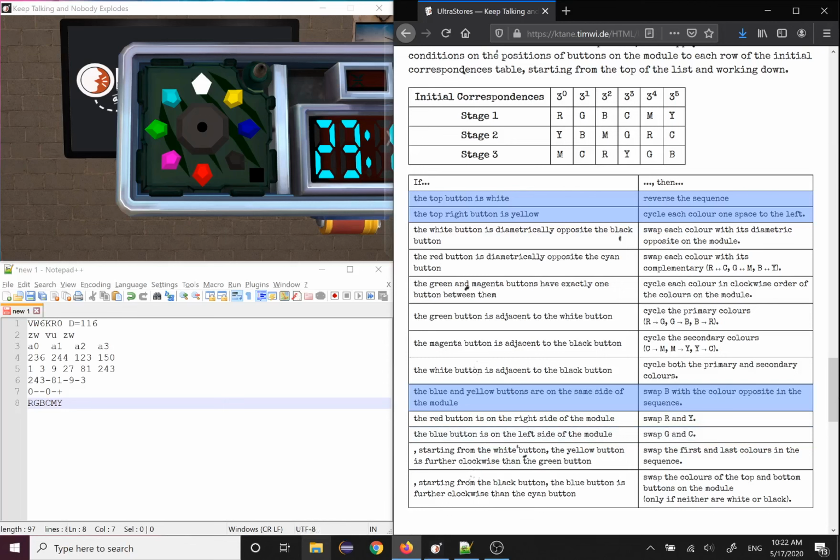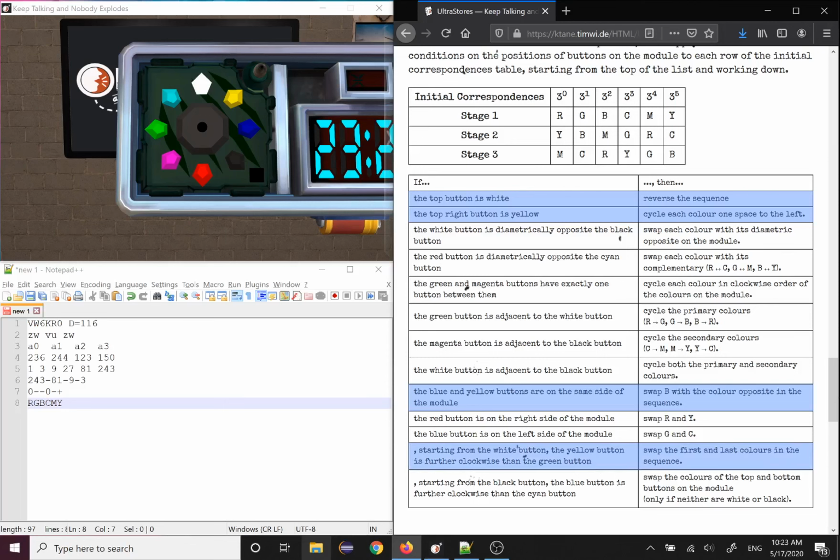And so these two rules, some of them are quite new to UltraStores and do need some explanation. This rule states that starting from the white button, the yellow button is further clockwise from the green button. So if we look at the module here, we see that starting from the white button, we hit yellow first, then we hit green going clockwise. Green is further clockwise than yellow in this case, so we see that this rule does not apply. Similar logic for this one. If we start from black, we see that we hit cyan first, then blue. So blue is further clockwise than cyan, which means that this rule does actually apply.